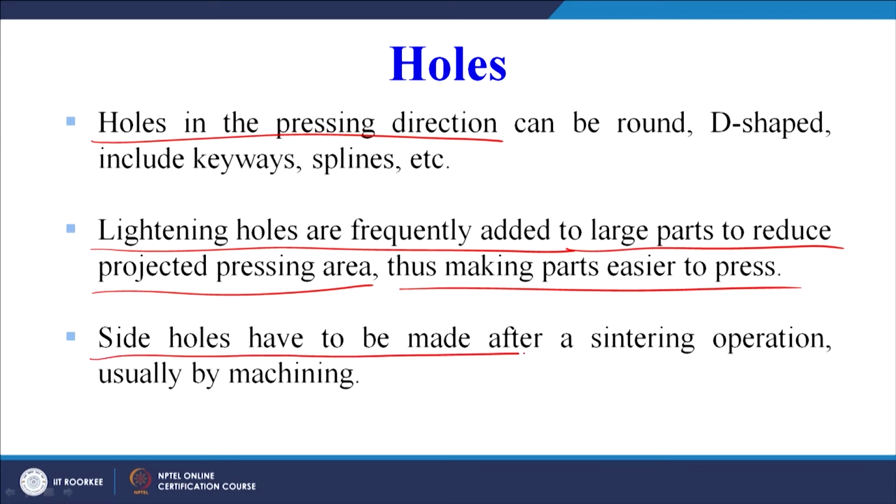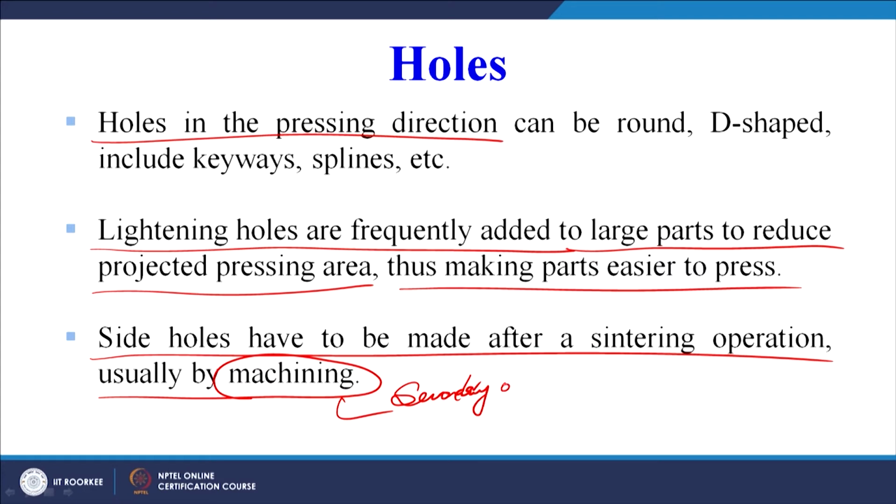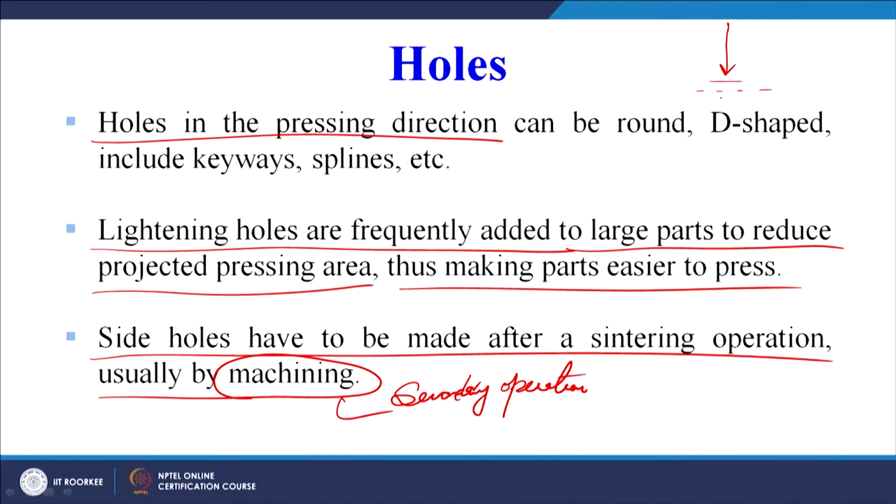Side holes have to be made after a sintering operation, usually by machining, which is a secondary operation. As we have seen, once the part has been sintered, when we do the machining or some other secondary operations, all those fall under the secondary category. The summary is that side holes, where the axis of the hole is perpendicular to the pressing direction, as we have seen in the previous slide, this is the pressing direction and this is the axis of the hole. These types of holes have to be made after the sintering process.